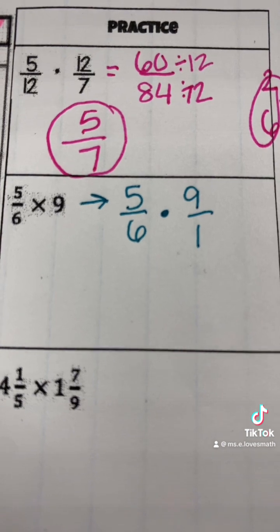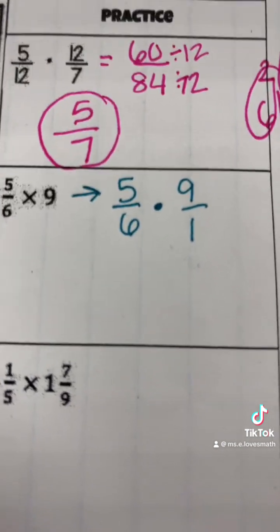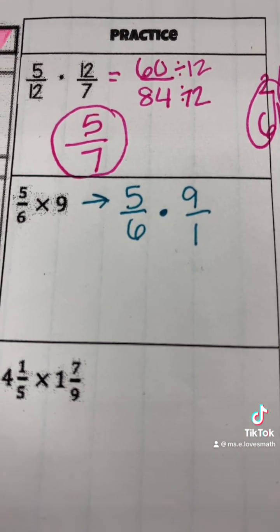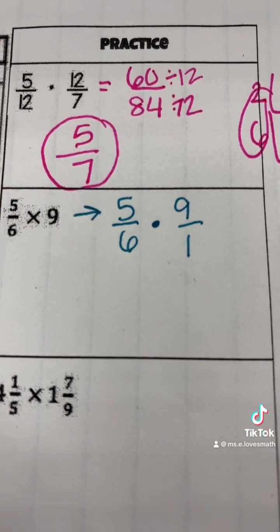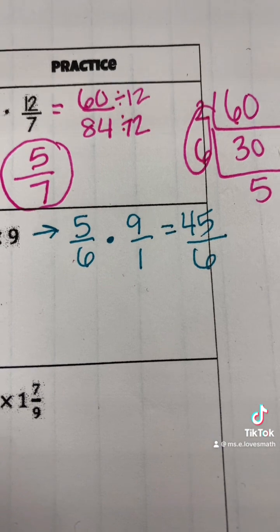Let's look at 5/6 times 9. I have rewritten it as 5/6 times 9 over 1. I'm using the dot for multiplication because why not? Our next step is to multiply the numerators and then multiply the denominators. 5 times 9 is 45, and 6 times 1 is 6.